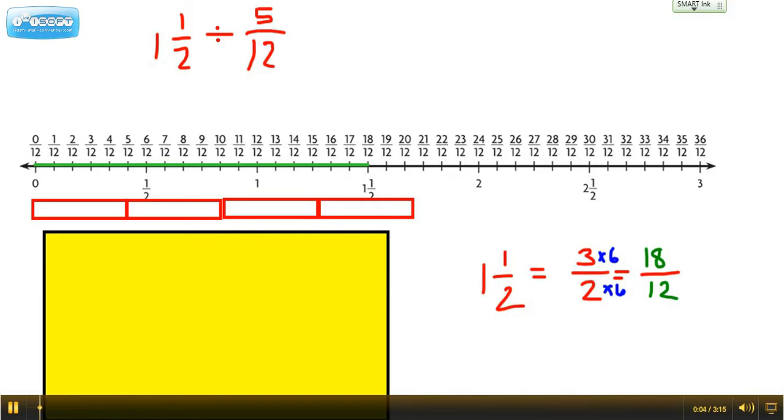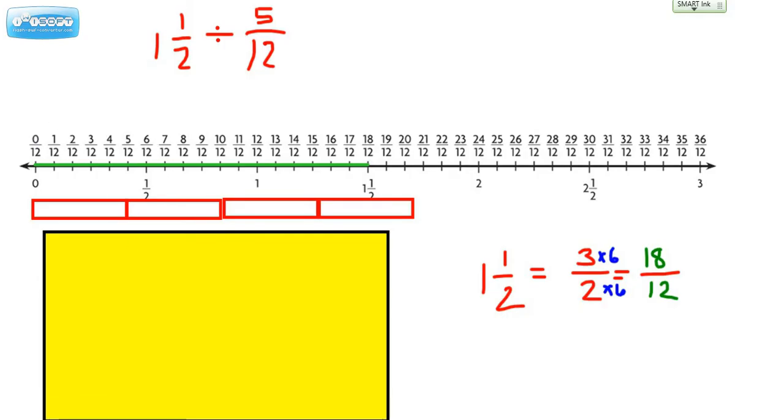We're going to take a look at how you might use a number line to model this particular division problem. 1.5 divided by 5/12. Whatever you have in front of the division symbol, that's always the number you're starting out with, and you're breaking that up into equal groups. And in this case, what are the equal groups? We're breaking it up into groups of 5/12.